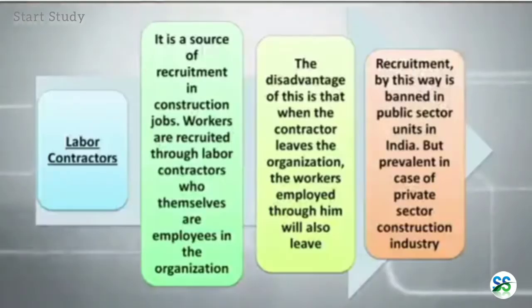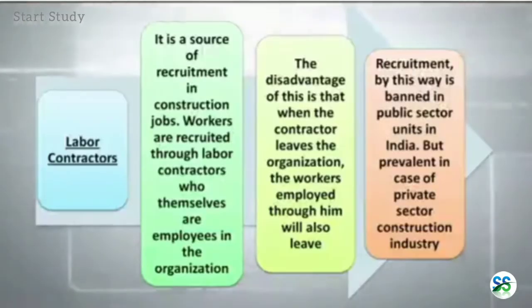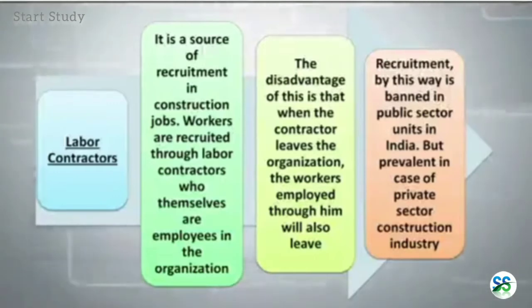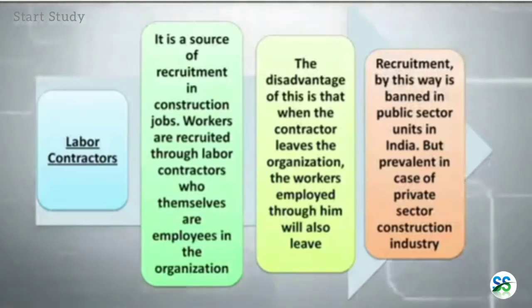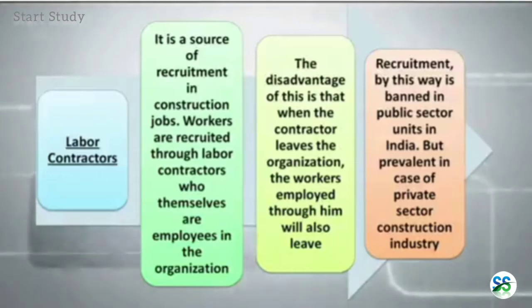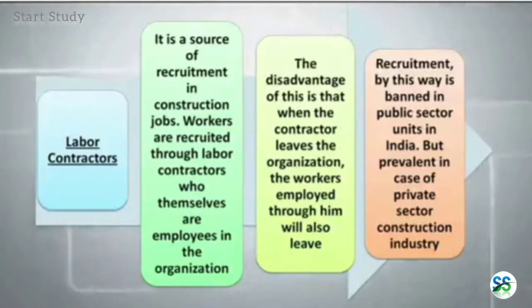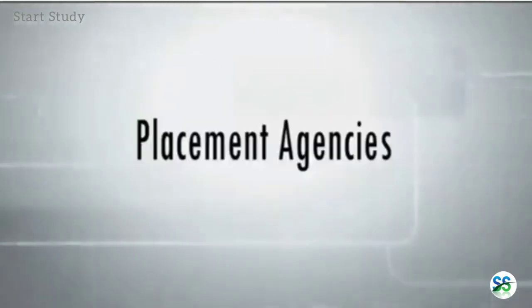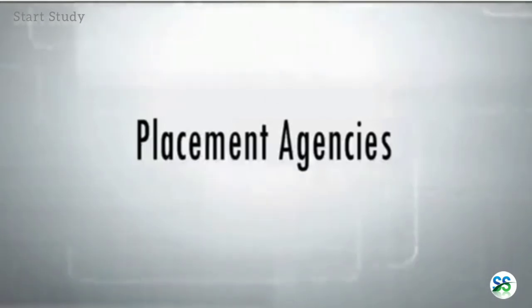The next external source of recruitment is labor contractors. It is a source of recruitment in construction jobs. Workers are recruited through labor contractors who themselves are employees in the organization. The disadvantage of this is that when the contractor leaves the organization, the workers employed through him will also leave. Recruitment this way is banned in public sector units in India, but prevalent in the case of the private sector construction industry.